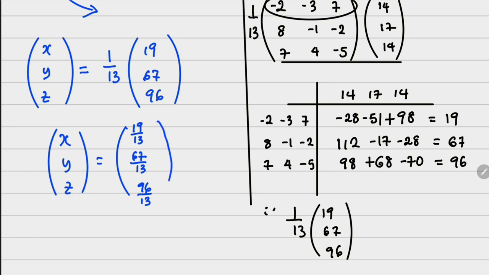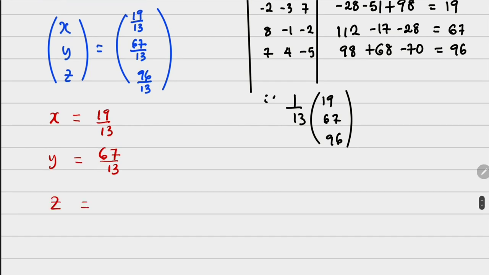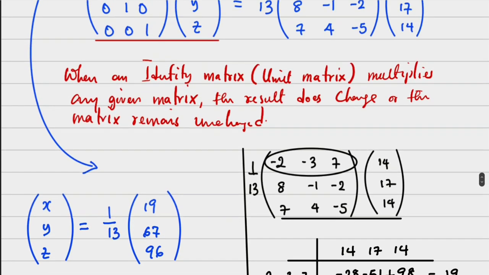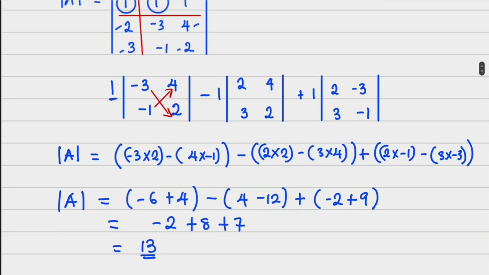Now, comparing the terms, I'm going to have my final answer. So my x will now be equal to 19 over 13. Then my y will now be 67 over 13. Then my z will be 96 over 13. So this is how you work out or solve a system of simultaneous equations with 3 unknowns using the matrix method. It's very important. Now, you can go over the video and watch to really understand what I've done, but I've taken my time to teach you this.